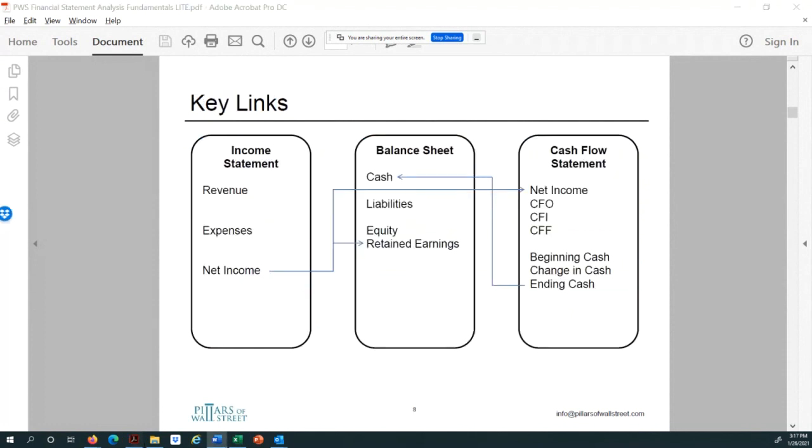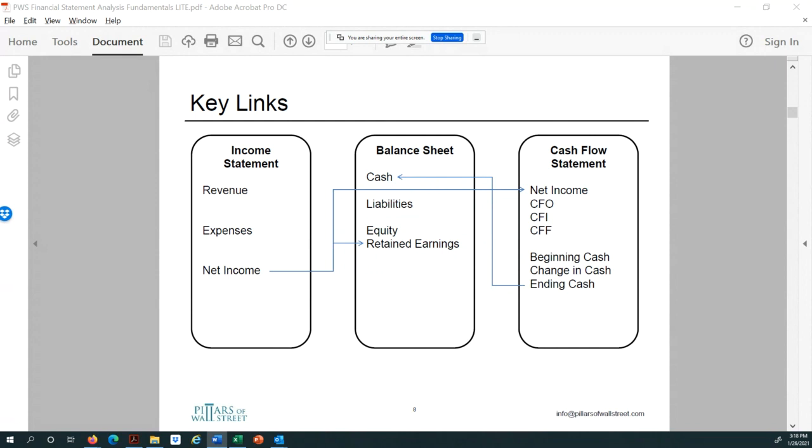Okay, here are the key links. The statements, as we alluded to earlier, are interconnected, right? They're not standalone, but they're very much interconnected. The net income at the bottom of the income statement is connected to retained earnings on the balance sheet. It actually feeds retained earnings on the balance sheet. And as the name implies, retained earnings represents all the earnings or net income of the firm that the company has chosen to reinvest and not pay out via dividends to shareholders.